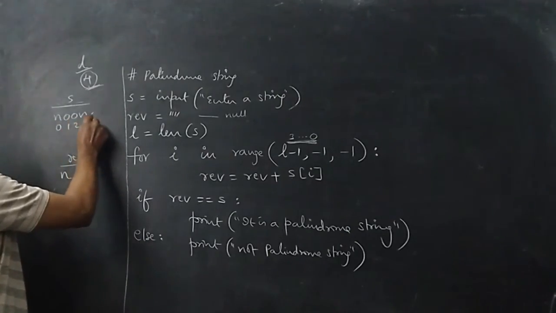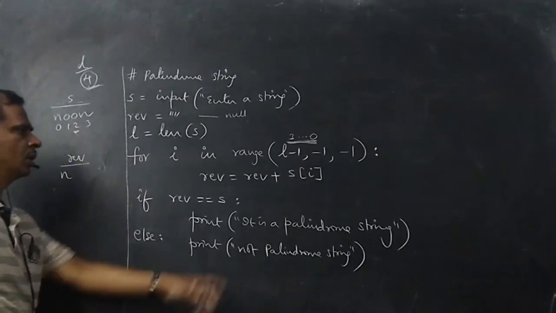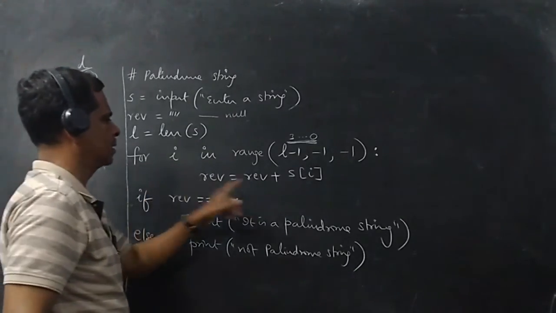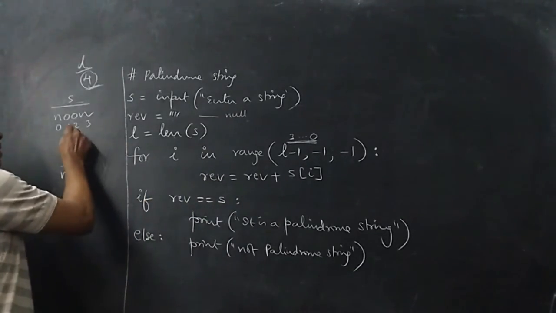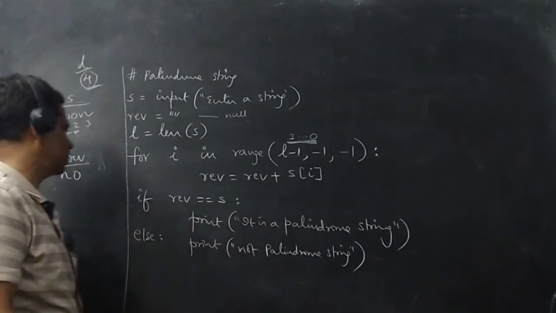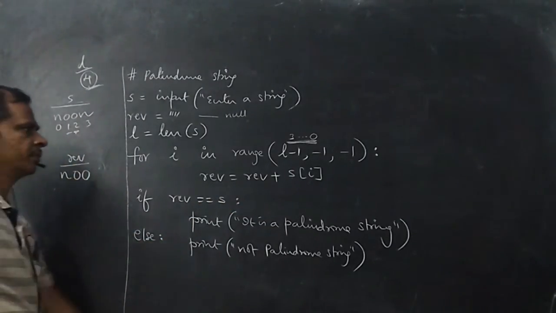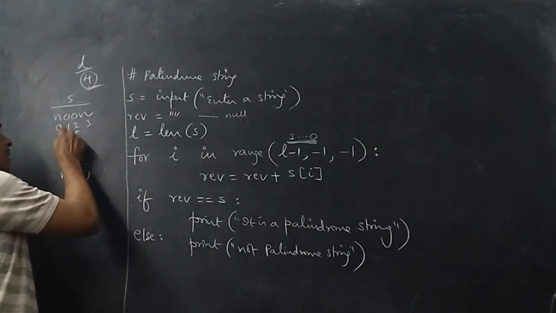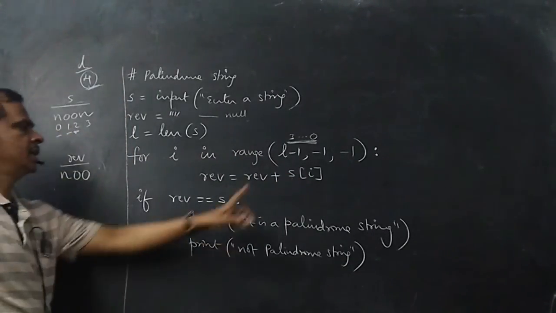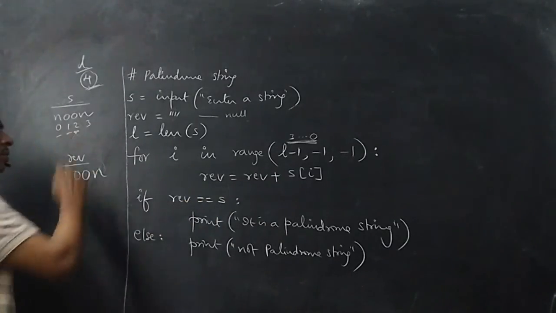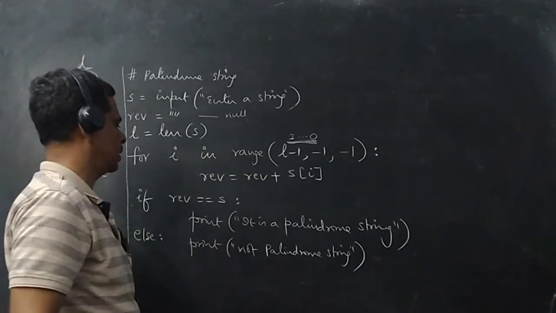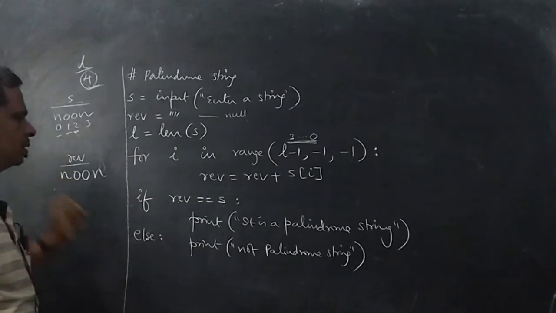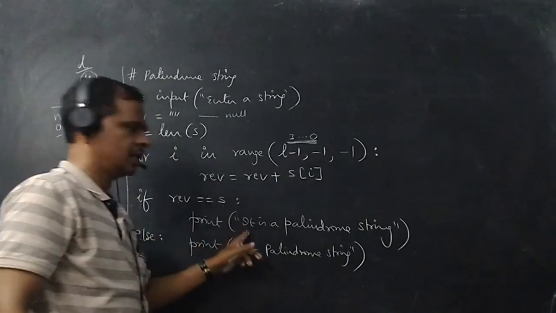S of 2, with positions 0, 1, 2, 3, is o. That o is added to reverse. Next 1. What is S of 1? S of 1 is o. That o is added to reverse. That is noo. Next 0. What is S of 0? S of 0 is n. N is added to reverse. That is noon. Then the loop is over, comes down, and reverse is equal to S, yes. Therefore it says that it's a palindrome string.